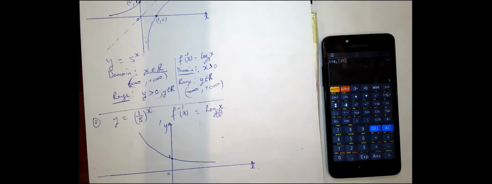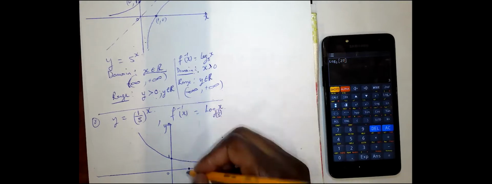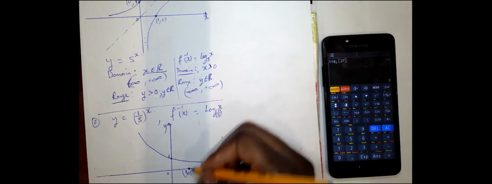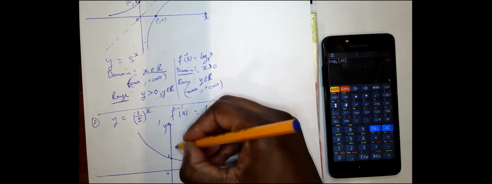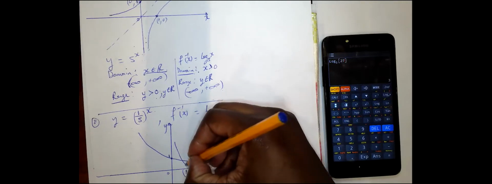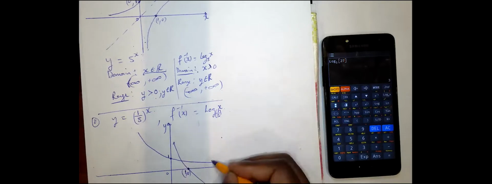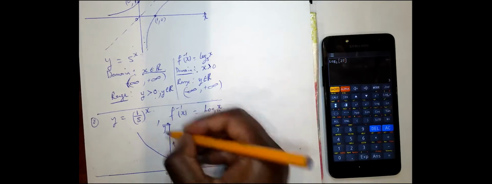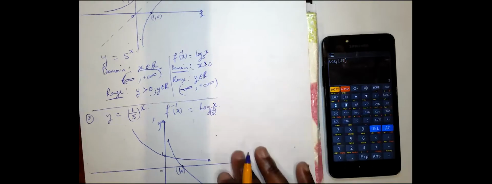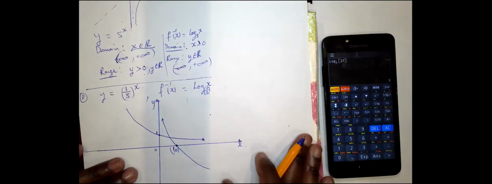Then another one, it's passing through 1 again. What must it look like? So here it's just a matter of mastering what you have learned. These are just arrows that I'm putting, but they're unnecessary though. Now, that's what we have there. So we have a graph here.